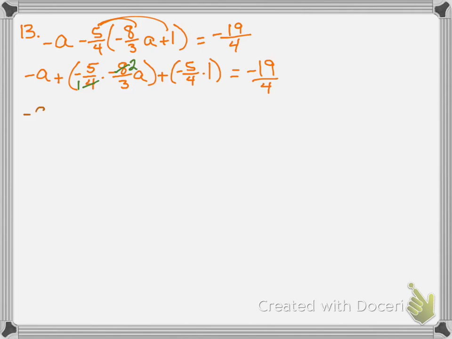I'm going to reduce this here. You can see the negative 8 reduced to 2, the negative 4 reduced to 1, and when we multiplied that out, that gave us 10 over 3a minus the 5/4. So we have negative a plus 10/3 a minus 5/4 equals 19 over 4. We're going to add 5/4 to both sides.